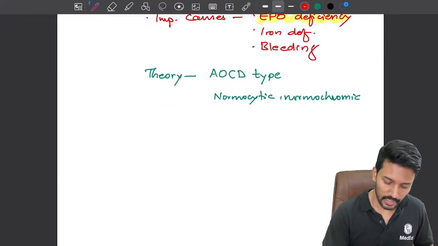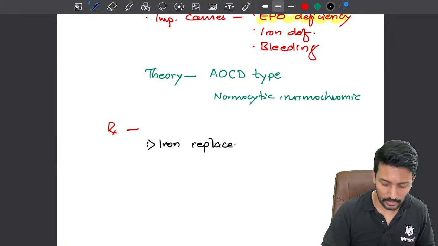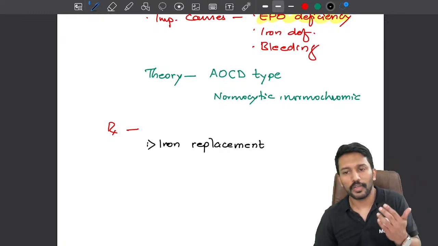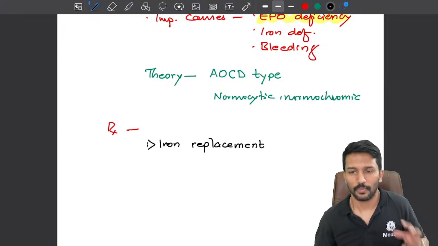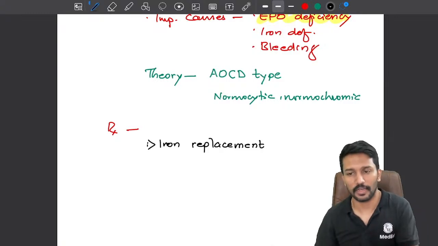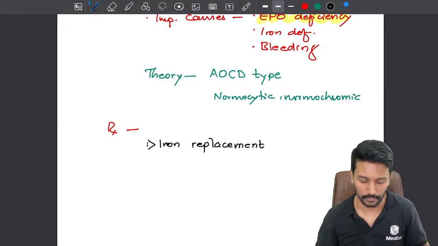Now, if I have to treat the anemia of CKD, how should I treat? Number 1, there should be iron replacement. Why? Because iron deficiency is an important contributor. If I just give erythropoietin, the hemoglobin level is not going to improve, because erythropoietin will stimulate the bone marrow, but where is the raw material for hemoglobin formation if the iron is low? Still you will not get a good response. So first, replace the iron.